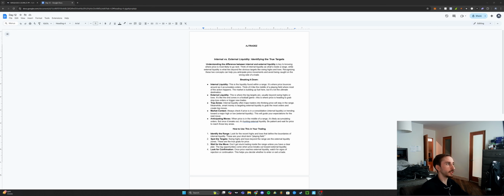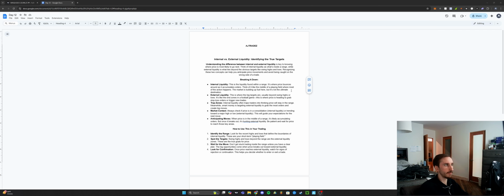So internal versus external liquidity. All right, identifying the true targets of this. Understanding the difference between internal and external liquidity is key to knowing where price is going to go next, or have a good idea, have some conviction. You're never going to know where the market's going to go, okay?